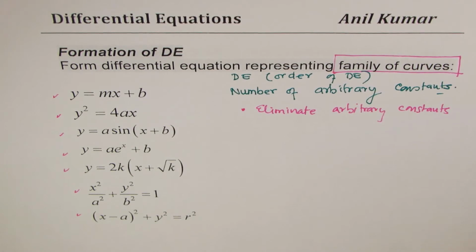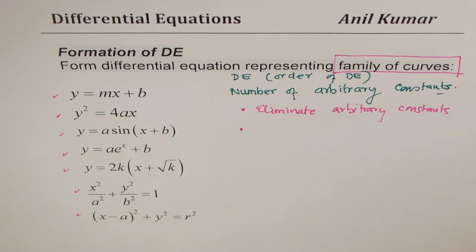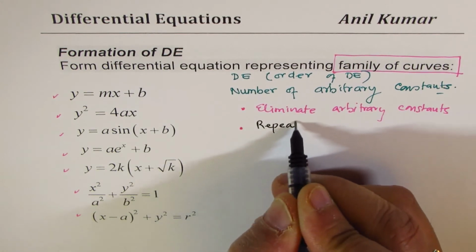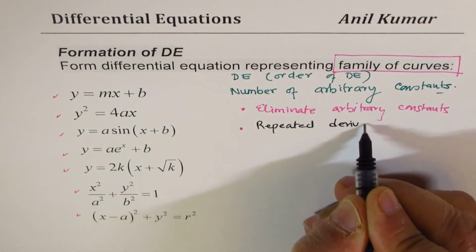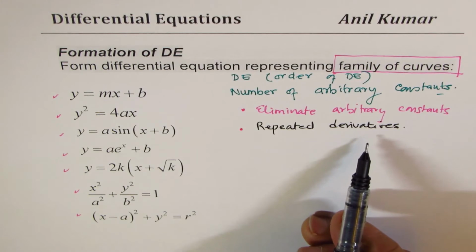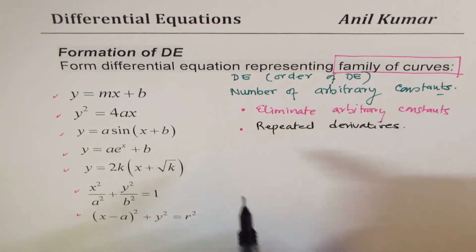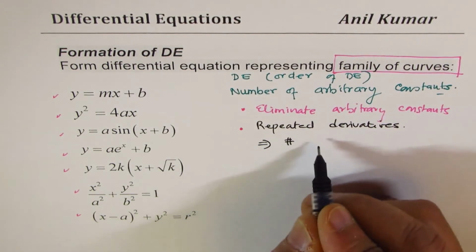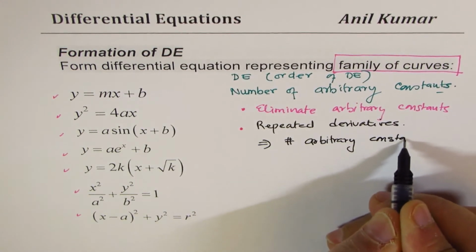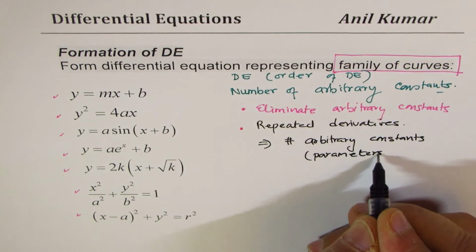Now, how do we do it? How do we eliminate? As you know, the derivative of a constant is 0. So we eliminate by repeated derivatives. That is how we eliminate. How many times do you have to find derivatives? It only depends on the number of arbitrary constants, which we also refer to as parameters. Sometimes I'll use the term parameters.